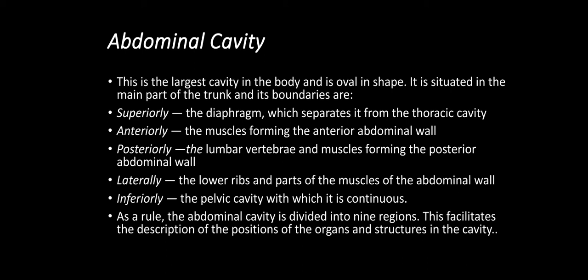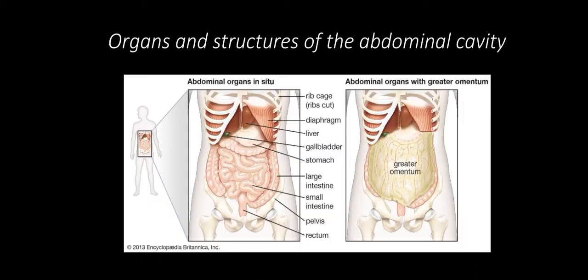Then anteriorly, the muscles forming the anterior abdominal wall. Posteriorly, the lumbar vertebrae and muscles forming the posterior abdominal wall. Then laterally, the lower ribs and parts of the muscles of the abdominal wall. Inferiorly, the pelvic cavity, which is continuous. As a rule, the abdominal cavity is divided into 9 regions. This facilitates the description of the positions of the organs and structures in the cavity.